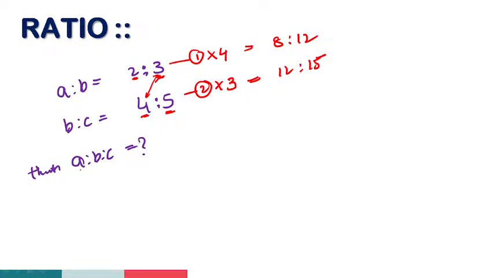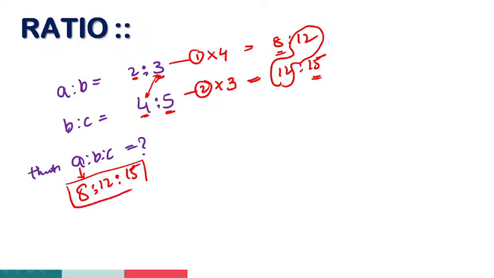Okay, now A value is how much, guys? 8 parts. So B value is how much, guys? Here it is 12, here it is 12. So take the common value, which is 12. And C value is how much, guys? 15. Okay, the final answer is here, guys: 8 is to 12 is to 15. Clear, guys, all of you, this basic method? Okay, right, this is the basic method.